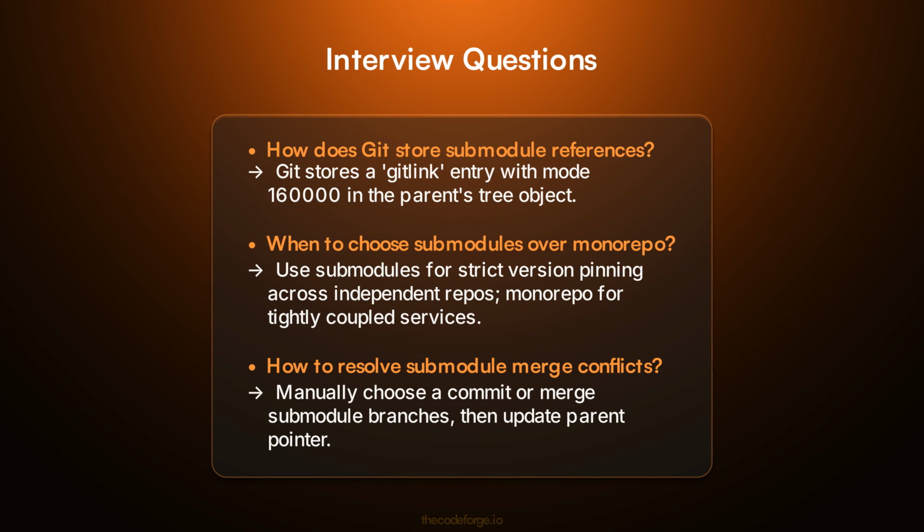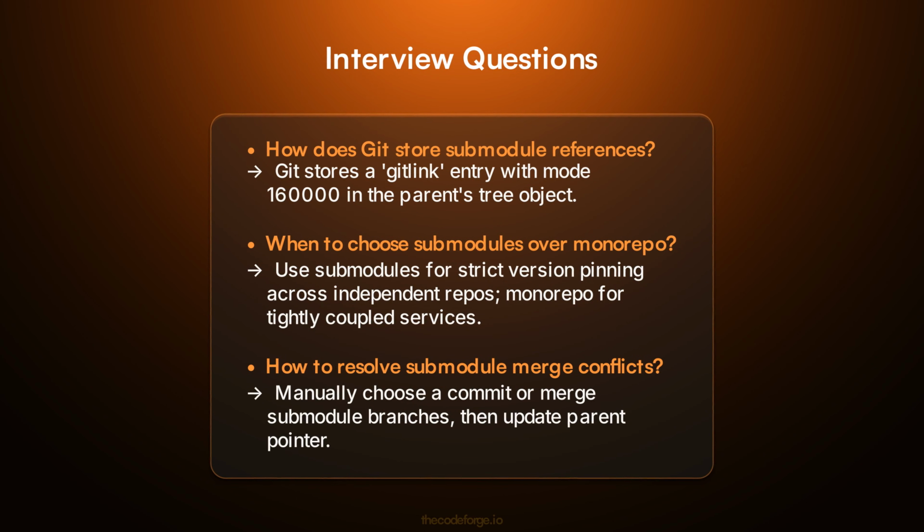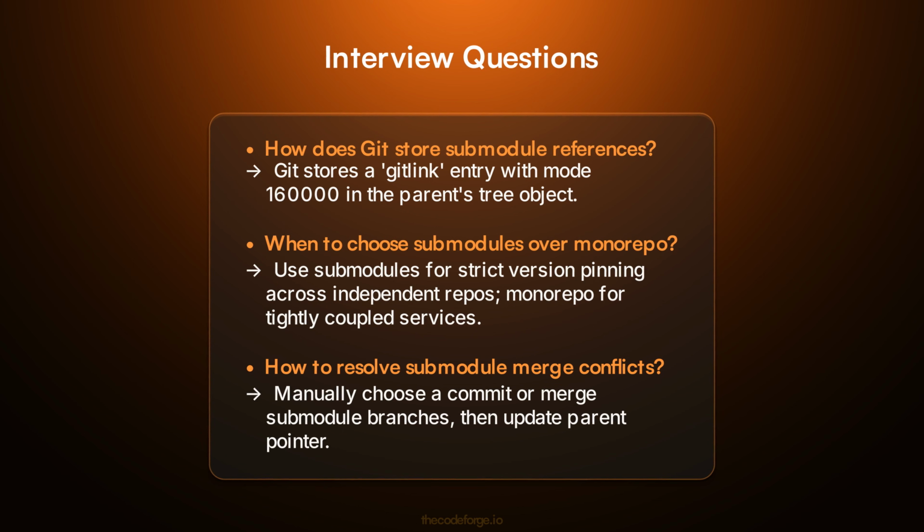Let's run through some common interview questions. How does Git store submodule references? Git stores a gitlink entry with mode 160000 in the parent's tree object. When to choose submodules over monorepo? Use submodules for strict version pinning across independent repos, monorepo for tightly coupled services.